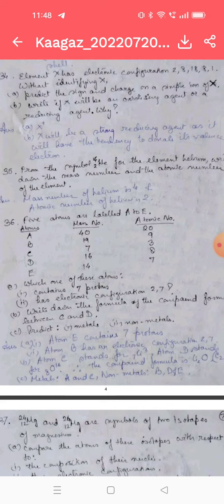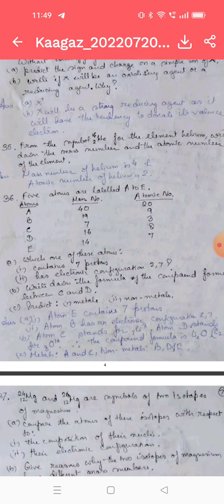Which one of these atoms contains 7 protons, has electronic configuration of 2 and 7? Write down the formula of the compound formed between C and D. Predict metals and non-metals. So atom E contains 7 protons because E has atomic number 7. Atomic number 7 means the number of protons is 7, or the number of electrons is 7. So it has 7 protons. So the first answer is atom E.